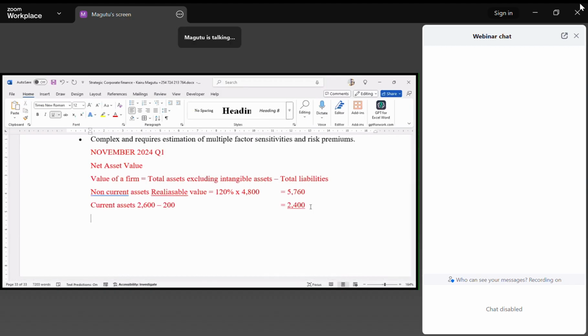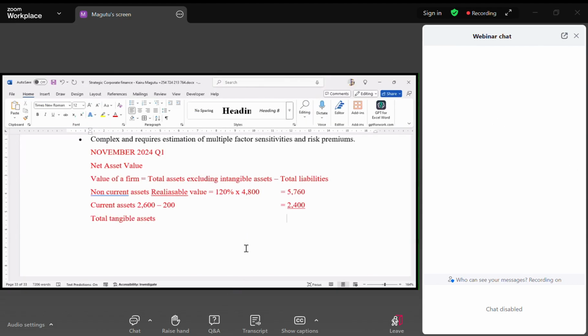So we say that this is total tangible assets. How much is this? Is it 8,160? Please confirm 8,160.